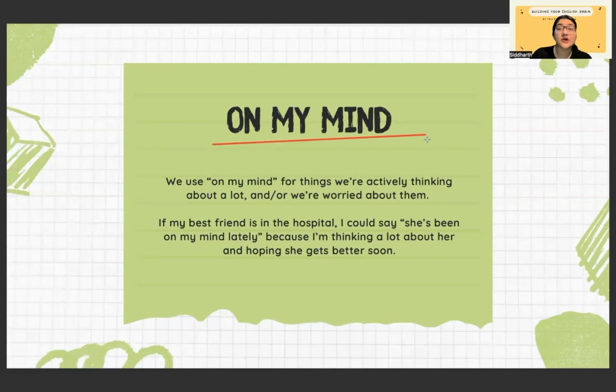Now, the next one is "on my mind." So, you use "on my mind" when you're actively thinking about it. So, there you were thinking intentionally and consciously. Actively here means you're actually worried about them or thinking about them a lot. In that case, you use "on my mind." So, for example, your best friend is in the hospital and she has been on your mind lately. That means recently she has been on my mind, which simply means that you're thinking about that person a lot, about her, and hoping she gets better soon.